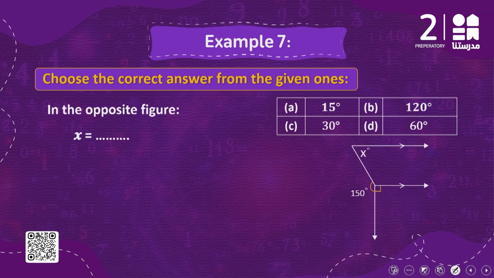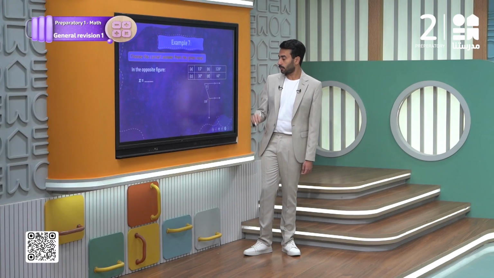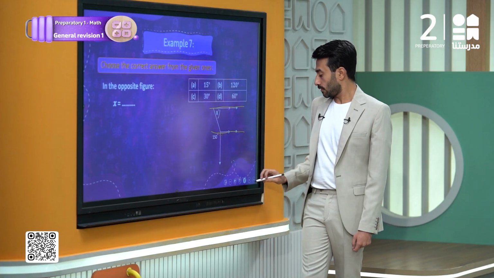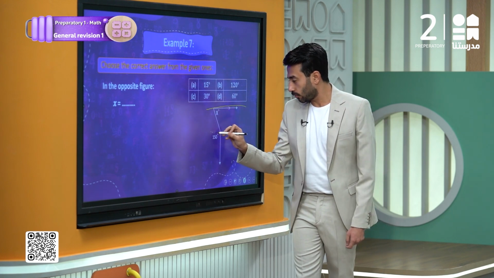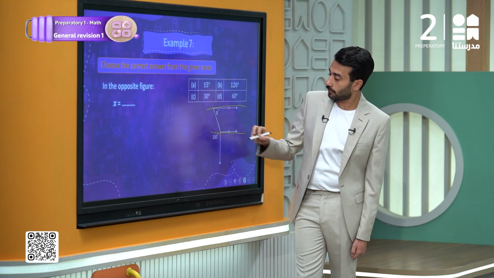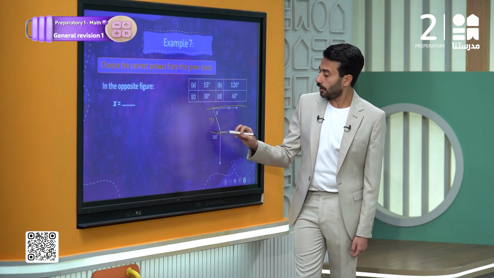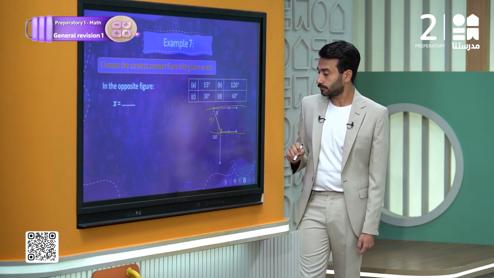In the opposite figure, find x, this angle. Now to find the angle like this one, you have to know that you have parallel lines here. This one and this one. But take care. This one and this one just intersecting by this transversal. So you need to find any angle here, like this one maybe, or even this one.